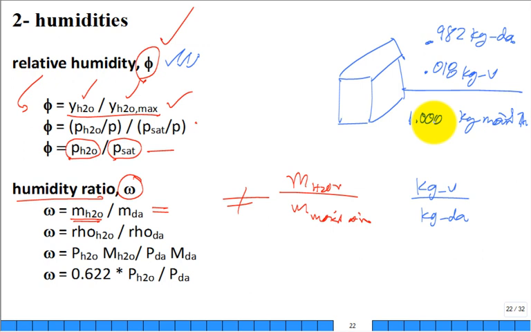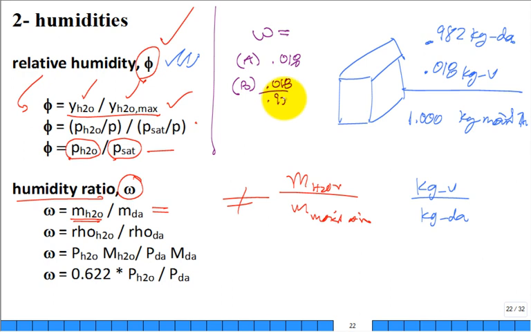All right. The question is what is the humidity ratio for this condition? Is the humidity ratio, answer A, equal to 0.018, or answer B, some other value? And if I had my calculator, I could calculate it. It would be 0.018 divided by 0.982, whatever that is. It'll be less than 0.018. It'll be 0.017 or something.